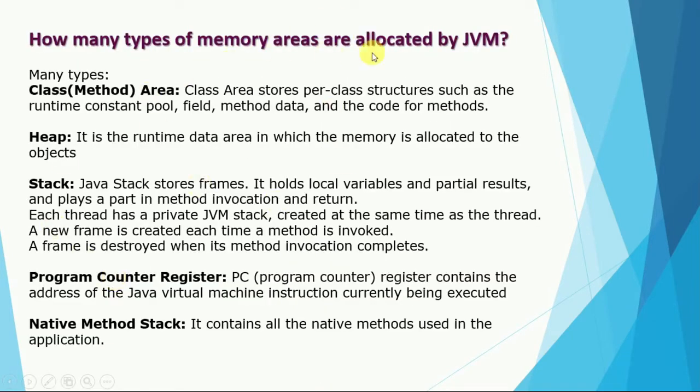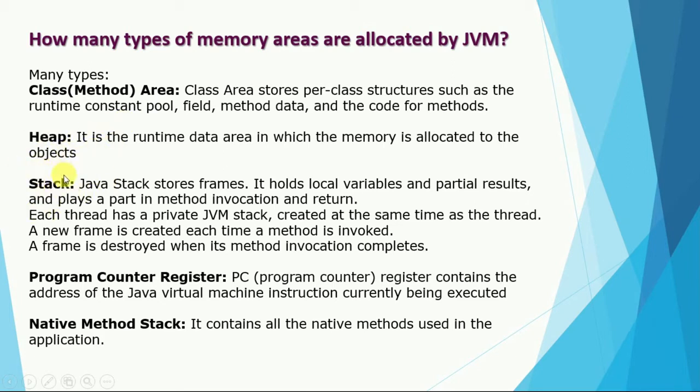So how many types of memory areas are allocated by the JVM? We already discussed the heap area and stack area, and the difference between them. So what are the different types of memory areas allocated by the JVM? We have the class method area. This area is responsible for storing per-class structure such as the runtime constant pool, fields, method data, and the code for methods. And we also discussed the heap area. It is the runtime data area in memory in which memory is allocated to objects.